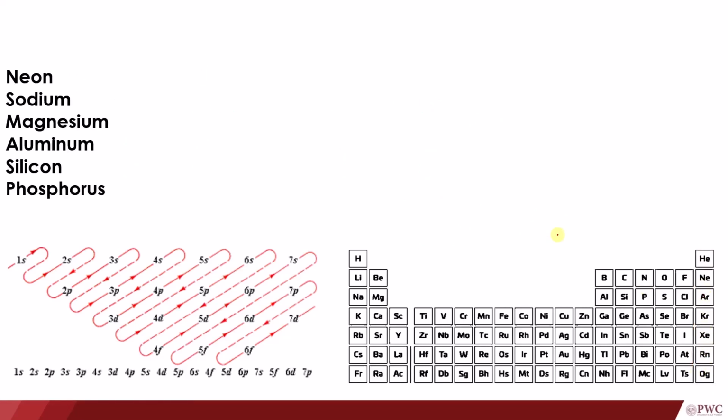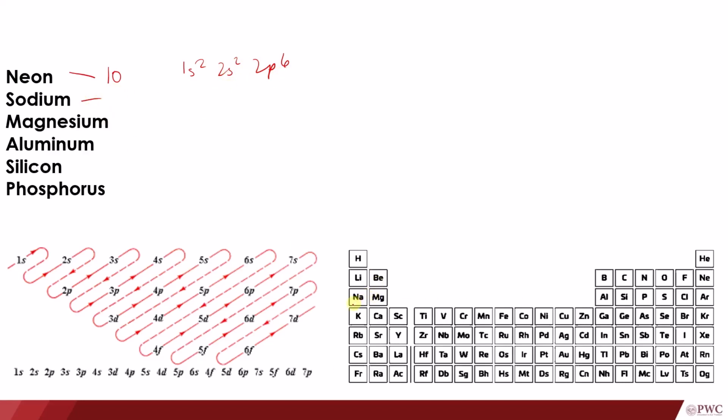So let's proceed to neon. Neon has an atomic number of 10. It means 10 electrons. So the electron configuration of neon would be 1s2, 2s2, 2p6. So that's 2 plus 2 plus 6, 10. This is the electron configuration of neon.